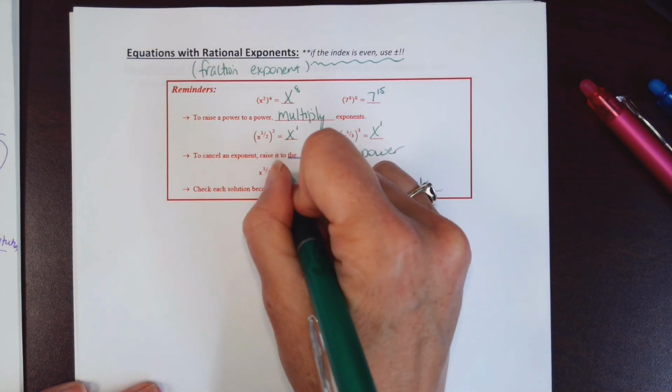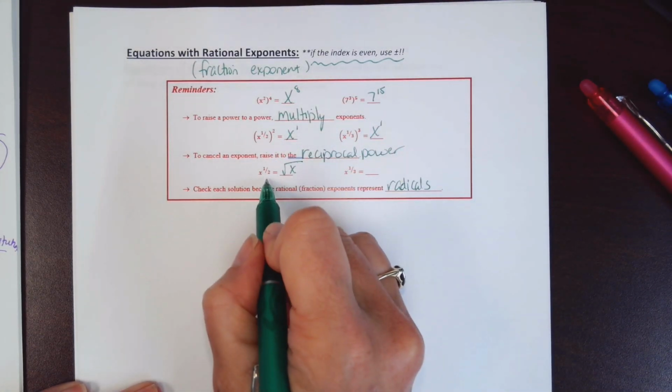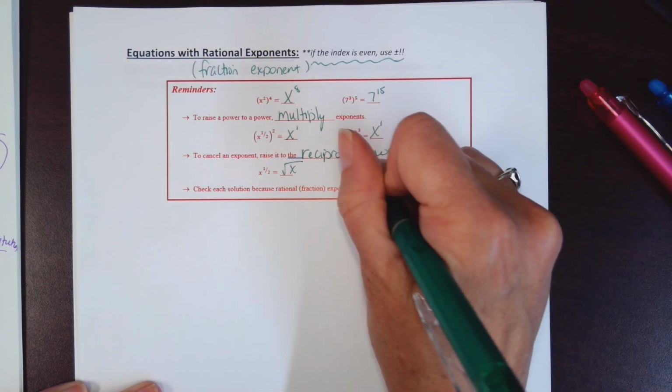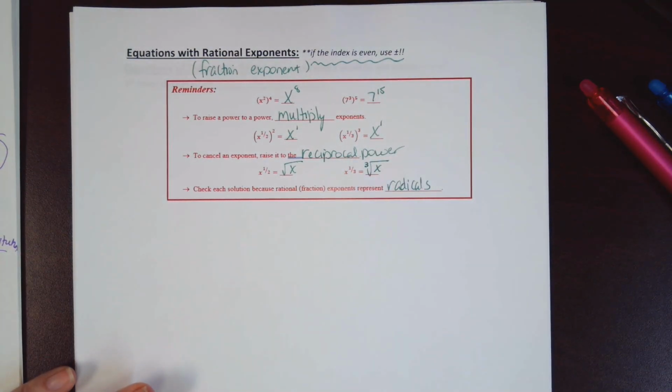So this would be square root of x because my denominator is 2. This one would be cube root of x because my denominator is 3.